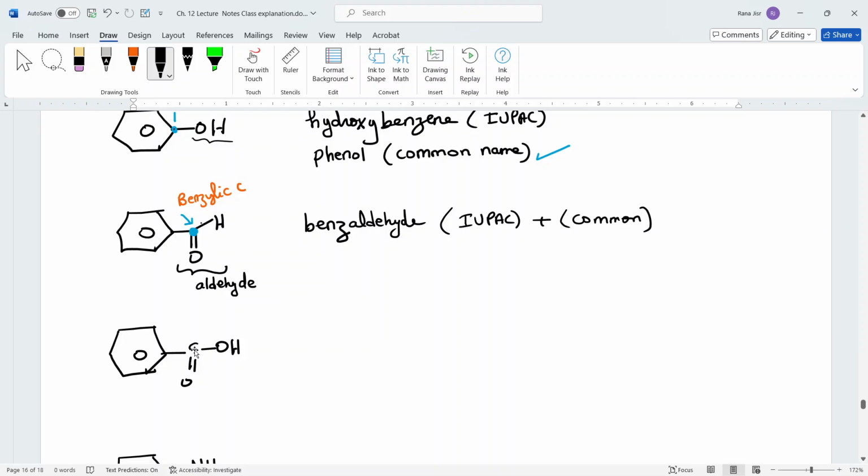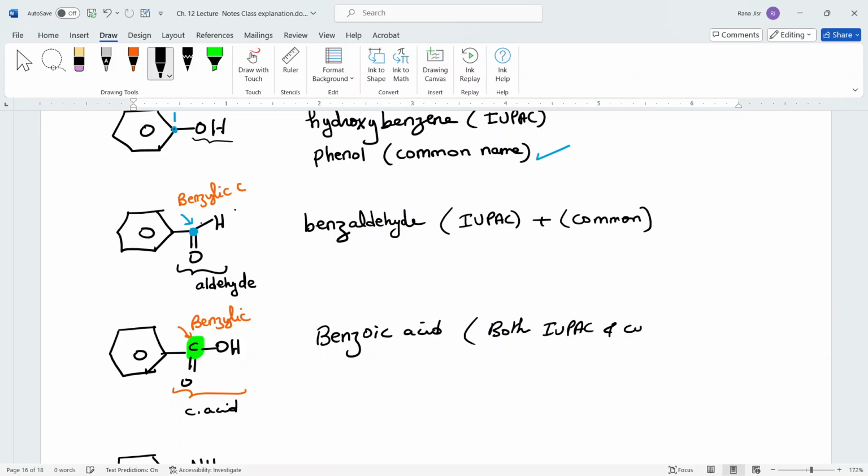Same thing here. This is a benzylic carbon as well. So this carbon is a benzylic carbon. But the functional group that I have here is not an aldehyde. This one is a carboxylic acid. So this is why the beginning of this is going to be a benz, but the ending is going to represent the carboxylic acid, and carboxylic acid ends in oic acid. And again, this one is both IUPAC and common.